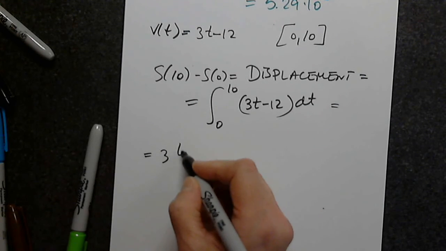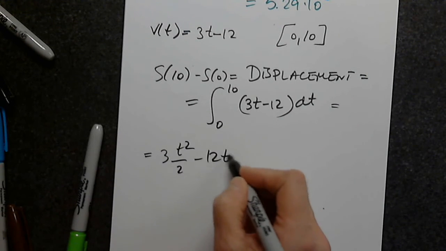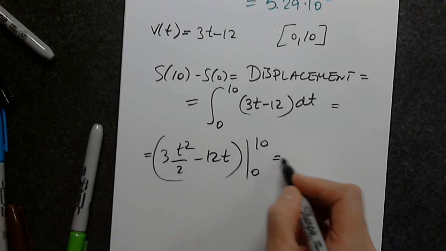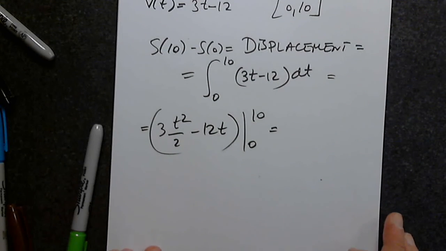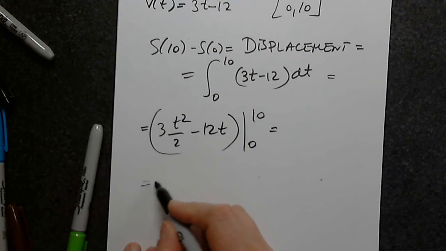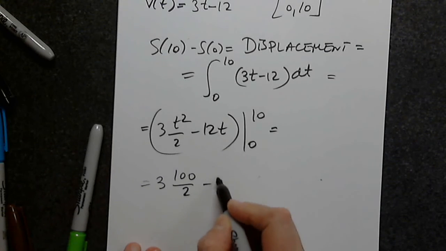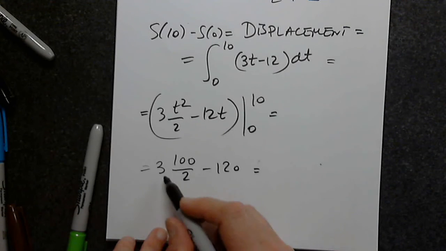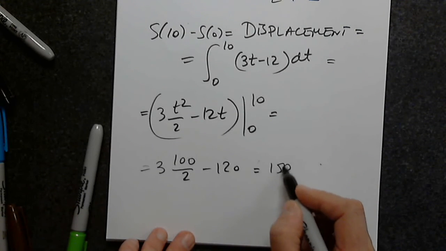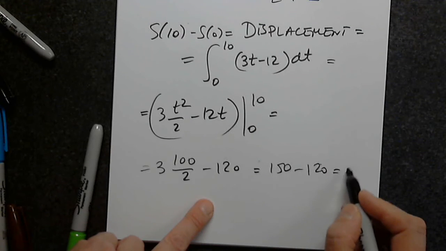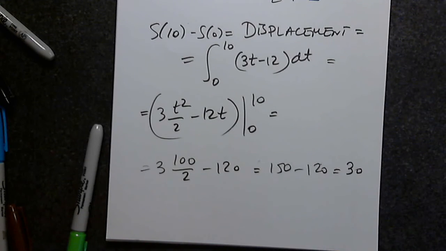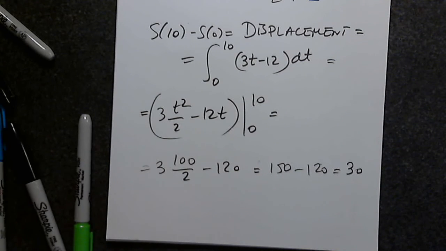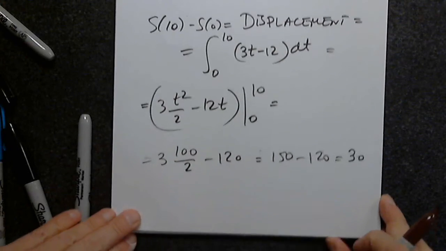So this will be 3t squared over 2 minus 12t from 0 to 10. Lucky me, I only need to plug in 10. So 300 divided by 2 minus 120. So it's 3 times 50, 150, minus 120 equals 30, which means the particle moves 30 units in the positive direction. Now, when I'm asked to find the total distance, it's a different story.